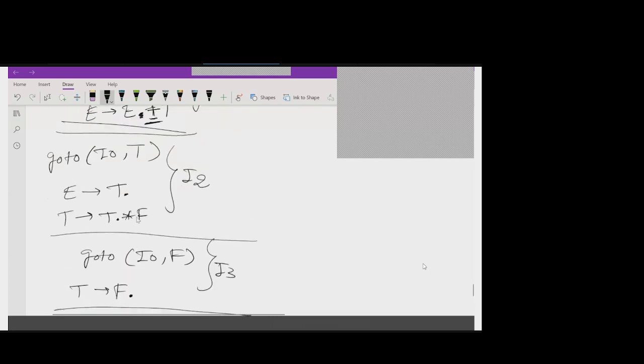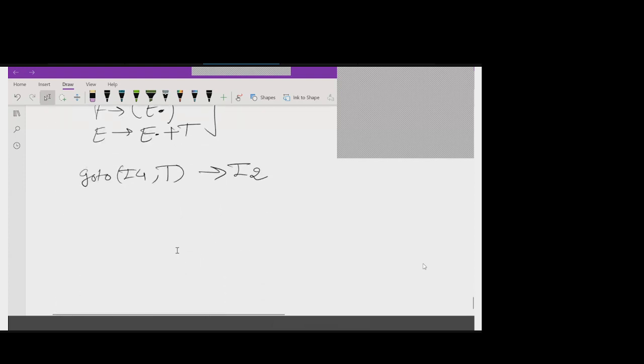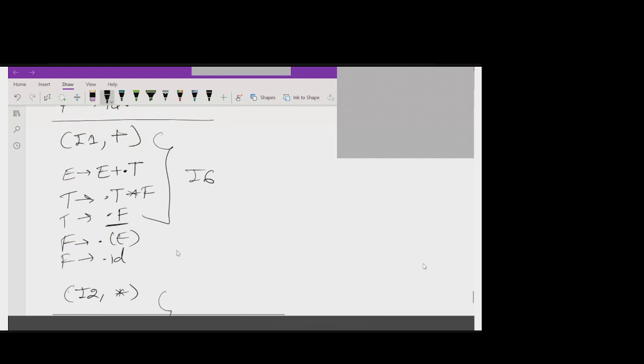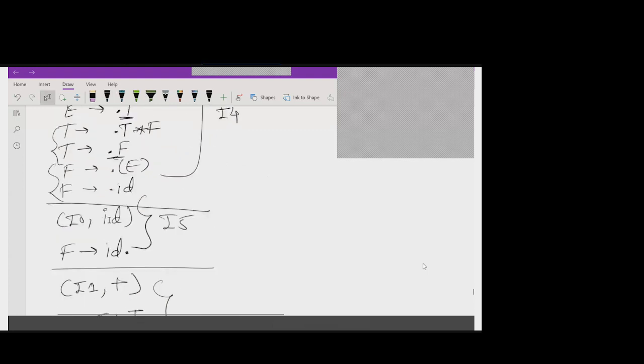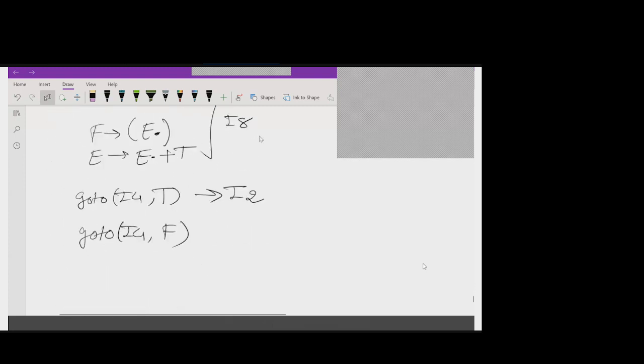We are going to solve more examples on this, so don't worry. Right now, let us finish this. Though the time is over, but let us finish this. इसमें पता चला कि I2 क्यों मैंने लिखा? Okay. Now the next is go to I4 comma F. Same. When you write go to I4 comma F, you will get the same production. T gives F dot, and it is your I3 production. So you are going to write I3.